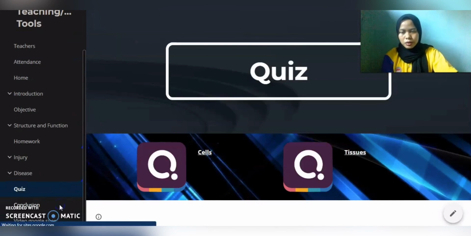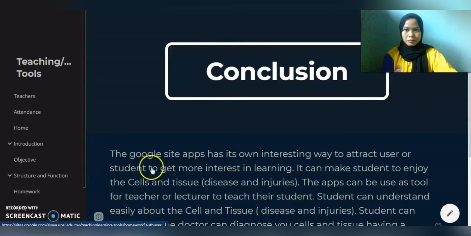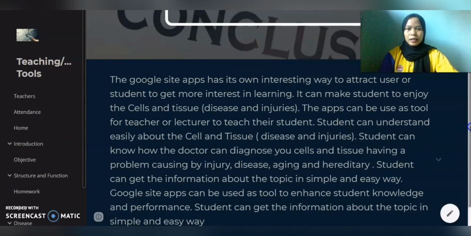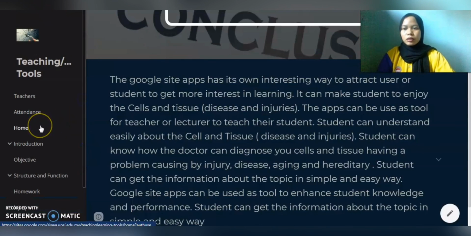So the conclusion is, this Google site has its own interesting way to attract users or students to get more interested in learning. It can make students enjoy learning about cells and tissue diseases and injuries. So we hope that you enjoy the learning tool that we use as a Google site.